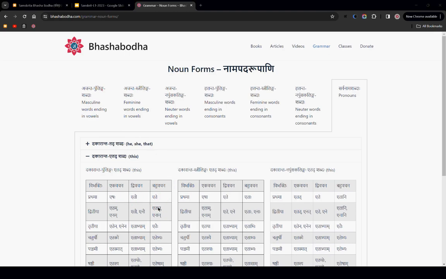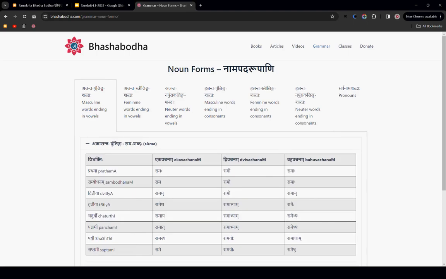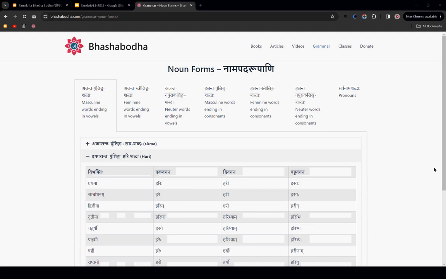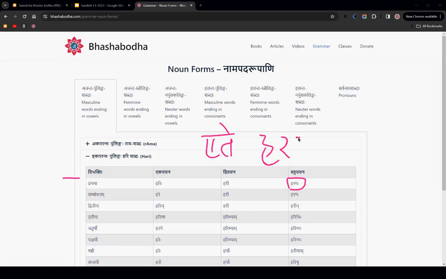Ete. So that can be used with any combination of any of the pullinga bahuvachana words in the first case. Depending on the case, the word will be different. But if you look at pullinga, say hari, pullinga prathama vibhakti bahuvachana, which is harayaha. So here we are going to say ete harayaha.